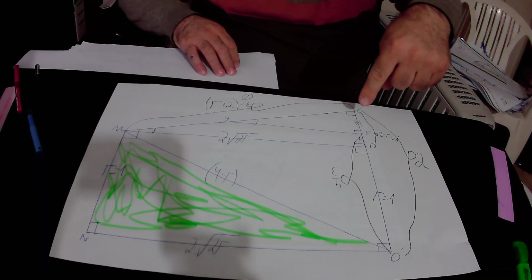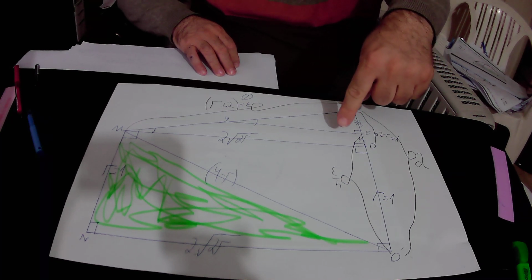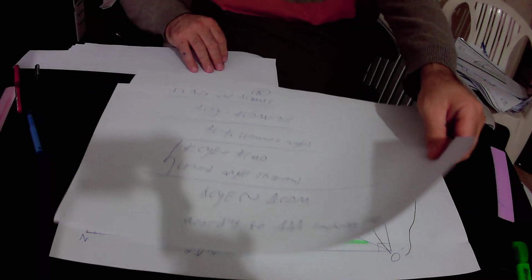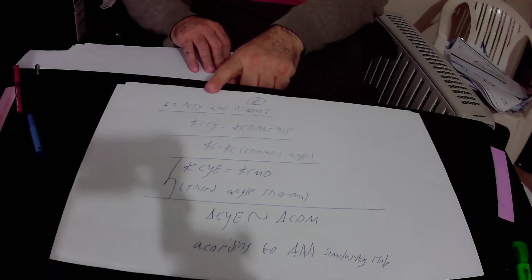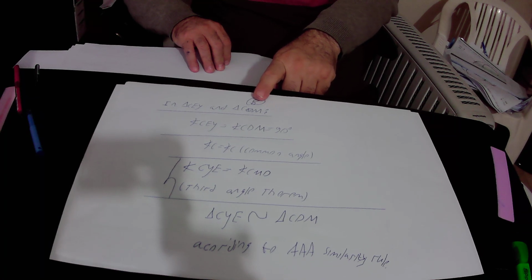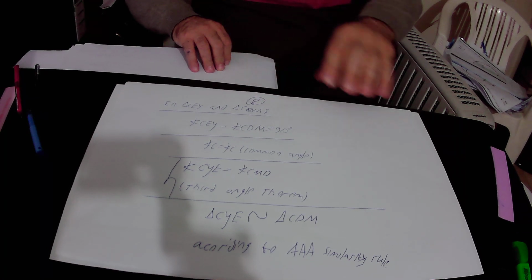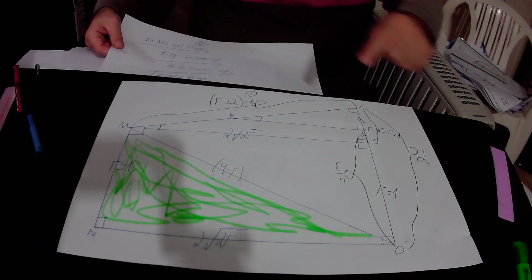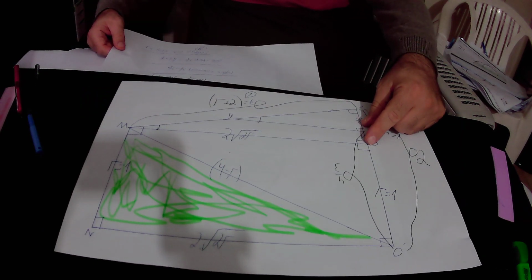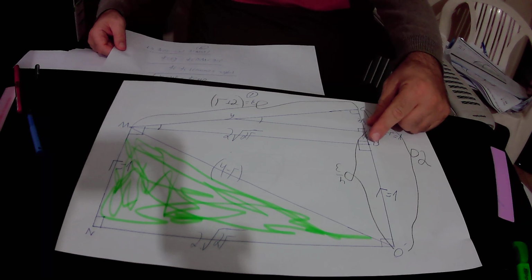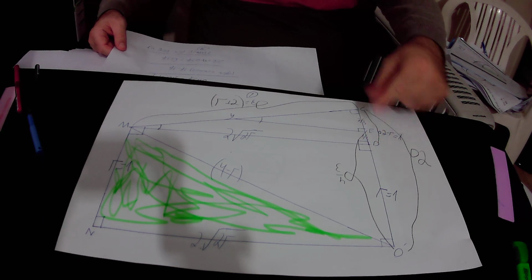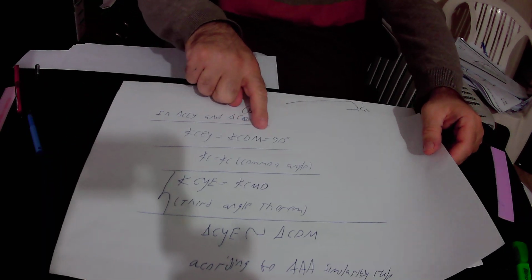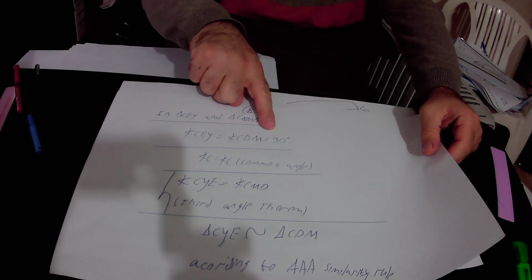That the right triangle CEY is similar to the right triangle CDM. We focus on the right triangle CEY and on the right triangle CDM, and we proved that those two right triangles are similar to each other. First of all, we know that those two angles are equal to each other. They are both right angles. So angle CEY equals angle CDM and equals 90 degrees.